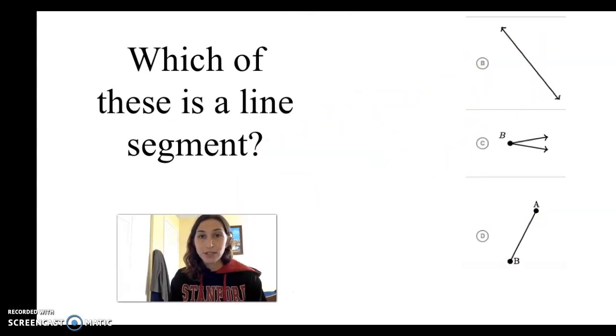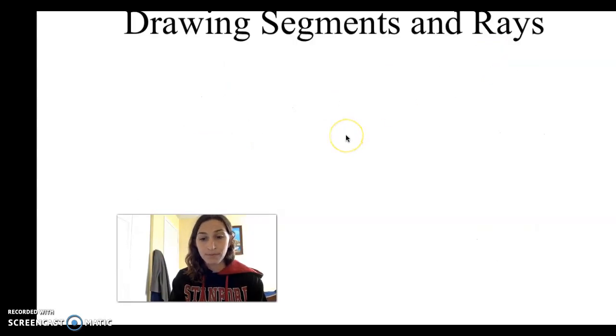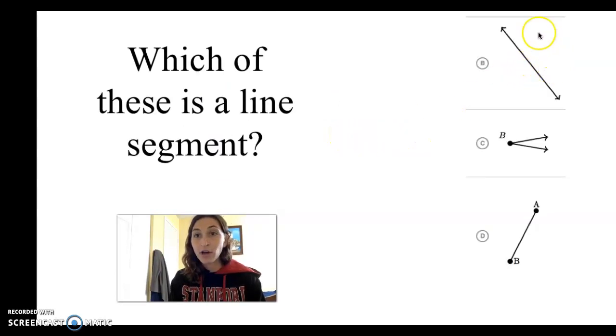All right, so which of these is a line segment? If I look over here at B, I know that there are 2 arrows at the end, so I know that's a line. In C, which we'll talk about a little later, I know that's an angle because if you look at it, there are 2 rays. 2 rays form an angle.